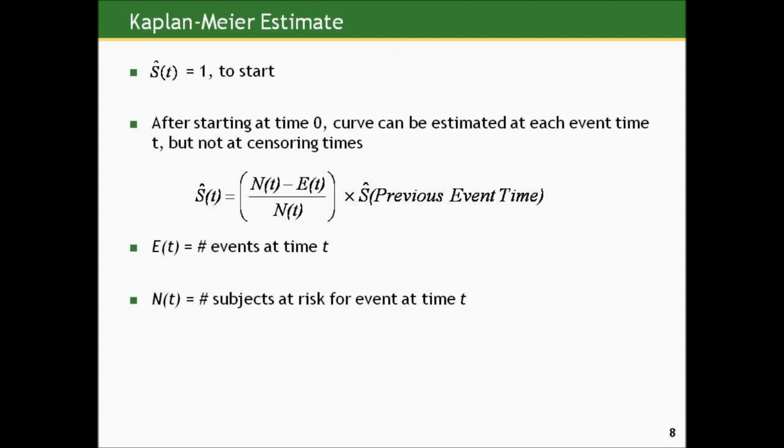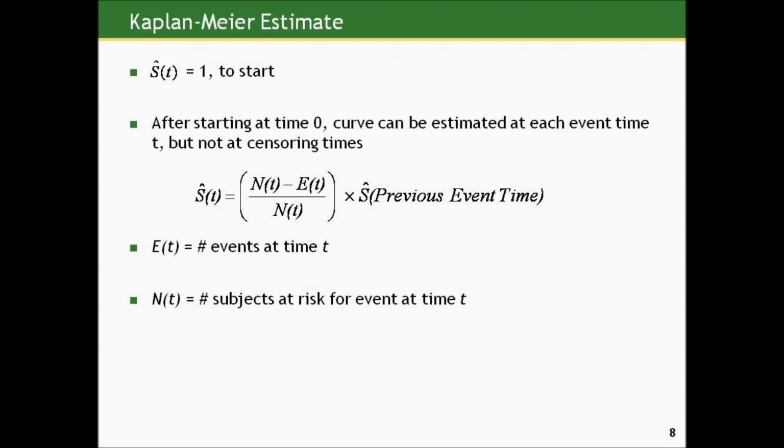So here's how we're going to go ahead and summarize this data using all the information we can from the censored events, but recognizing that they're only partial pieces of information. We're going to start the clock at 0, time of AIDS diagnosis, and by convention S of 0 will be 1. S hat of 0 will be 1 to start. After starting at time 0, the curve can be estimated only at each event time afterwards, but not at the censoring times. So this curve is only going to go down at event times, and will otherwise remain at a constant value until the next event hits.